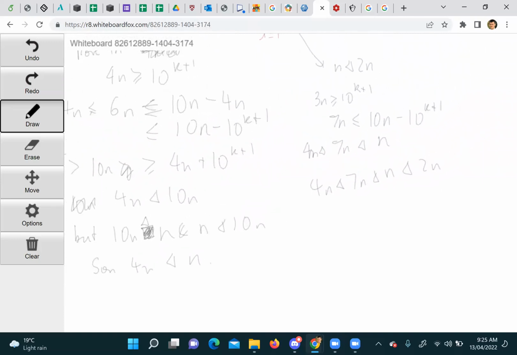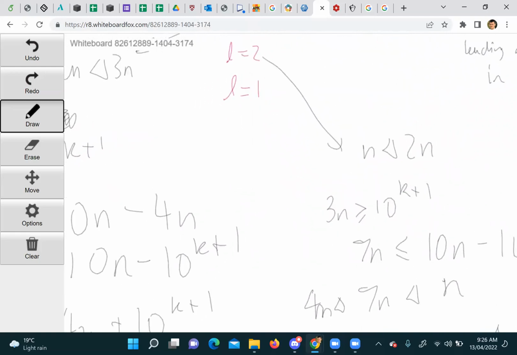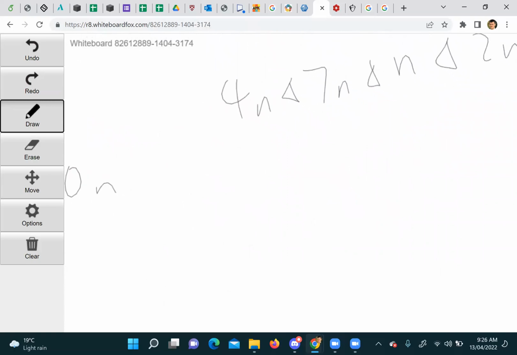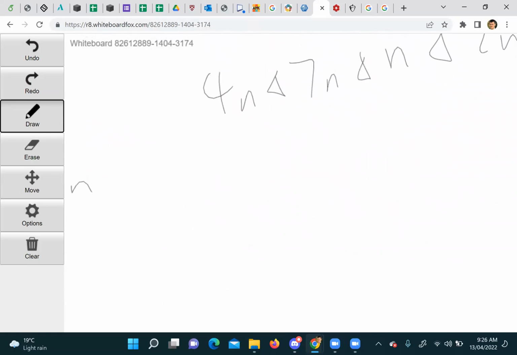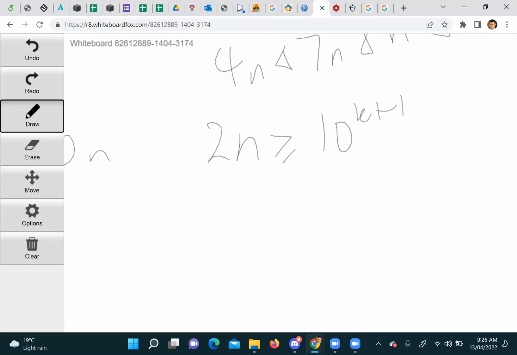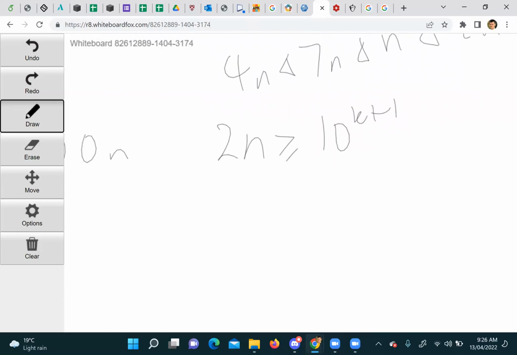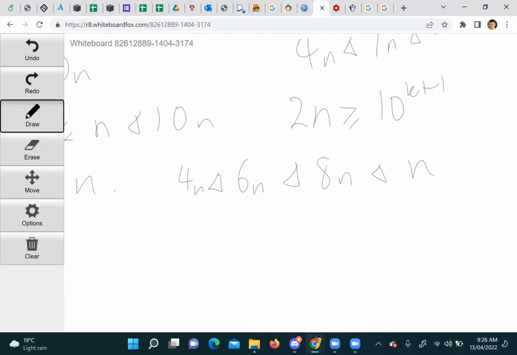Yeah, I found once you got the right notation, it's kind of exponential. It's kind of pretty crazy. Okay, L equals 1 is trivial, probably. So N, the 2N is greater than or equal to 10 to the K plus 1, right? So then you get 8N is smaller than N, which is bigger than 6N, it's bigger than 4N, it's bigger than 2N, yeah? So you can even prove it has at least 6, yeah?